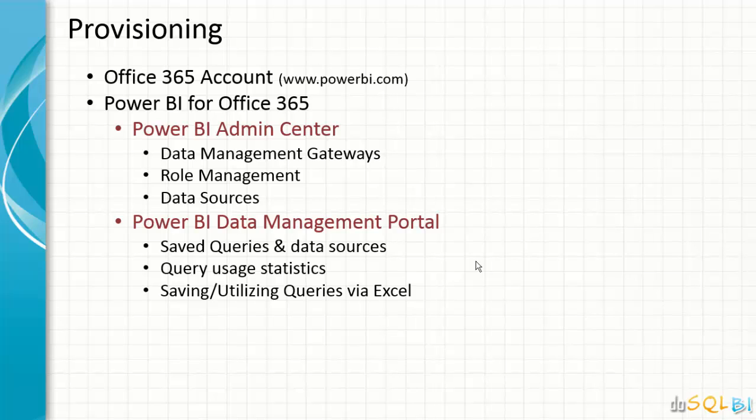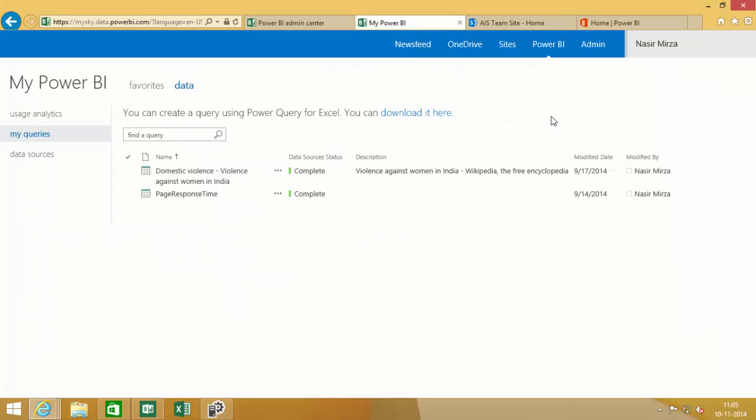Let's take a quick look at that. When we log into our Power BI account, under admin we can go to Power BI admin center, but when we click at the top menu Power BI, we would reach the data management portal. Now in this, what you see is under my queries, I have two queries here. One with domestic violence against a woman, and second is page response time.